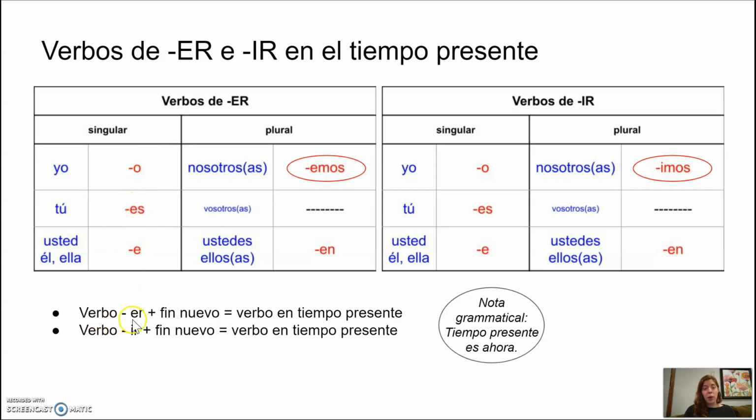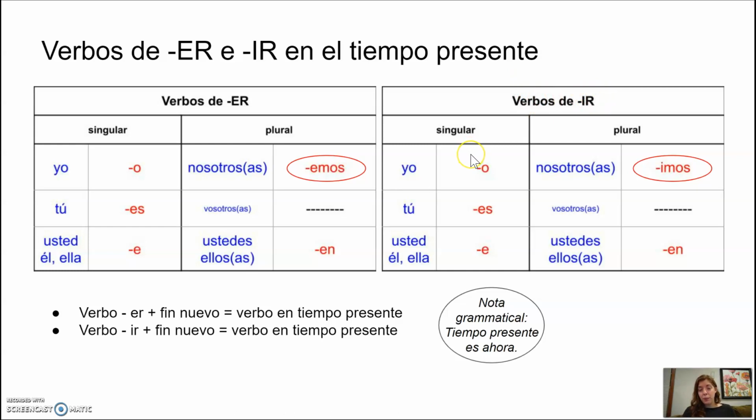Here it says verbo menos ER más fin nuevo es el verbo en el tiempo presente. So here, if you take the verb, take off its ER ending, and add one of these new endings, you will have that ER verb in its present tense form.